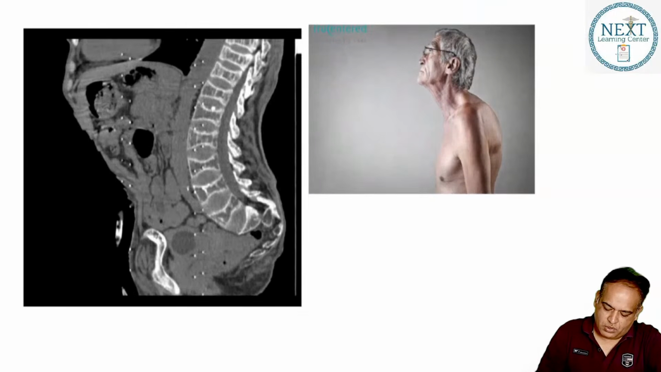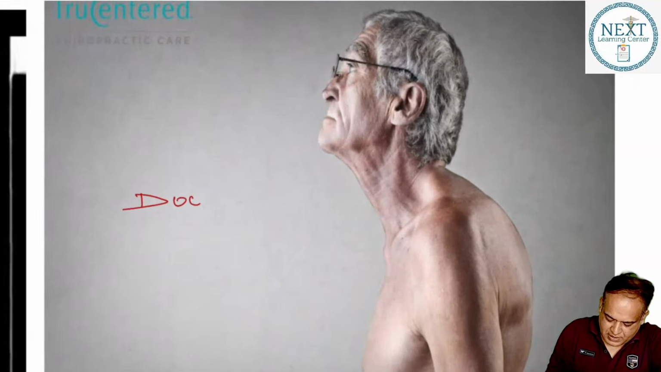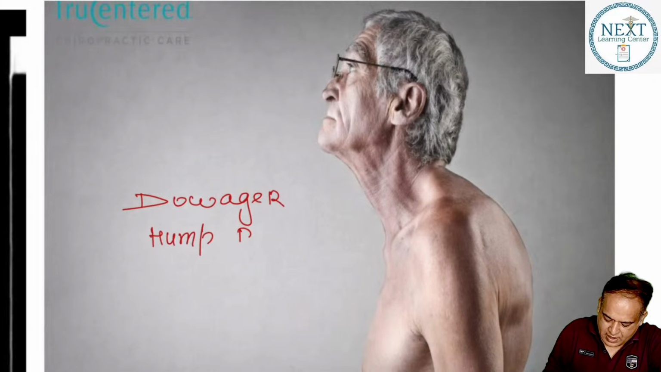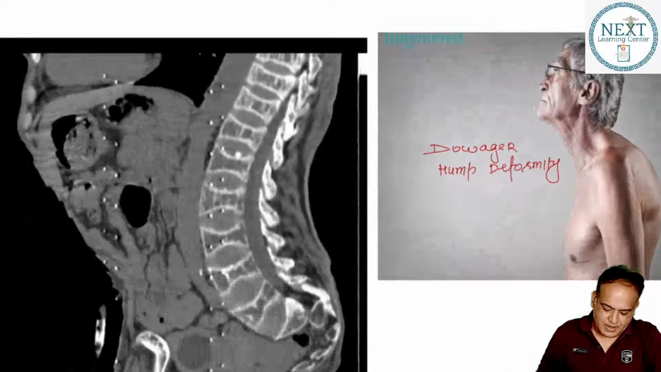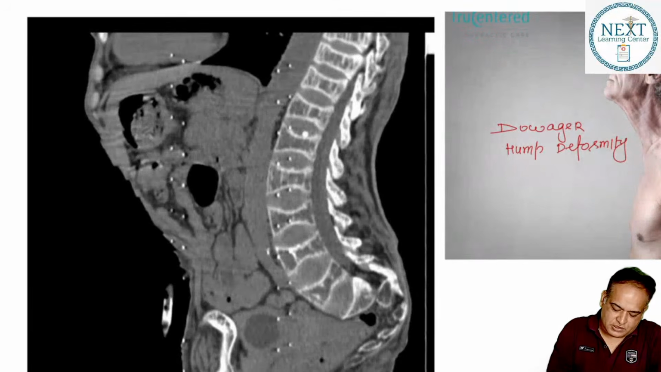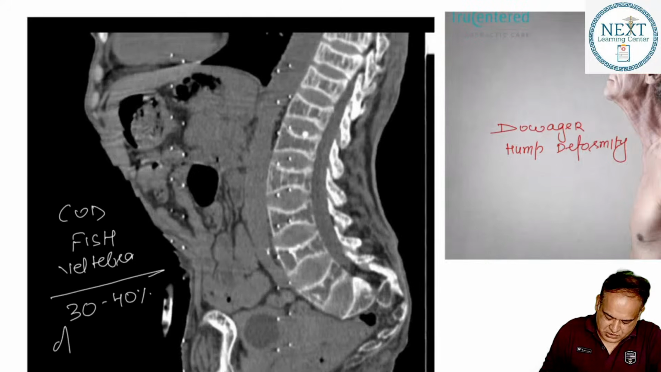Okay, now osteoporosis. So what do you get to see here? This one is typical Dowager hump deformity. The person walks bent forward, right? Now, what do you get to see over here? This one is fish mouth vertebra, also called codfish vertebra. Now, this is seen when 30 to 40% of the bone mass is lost.